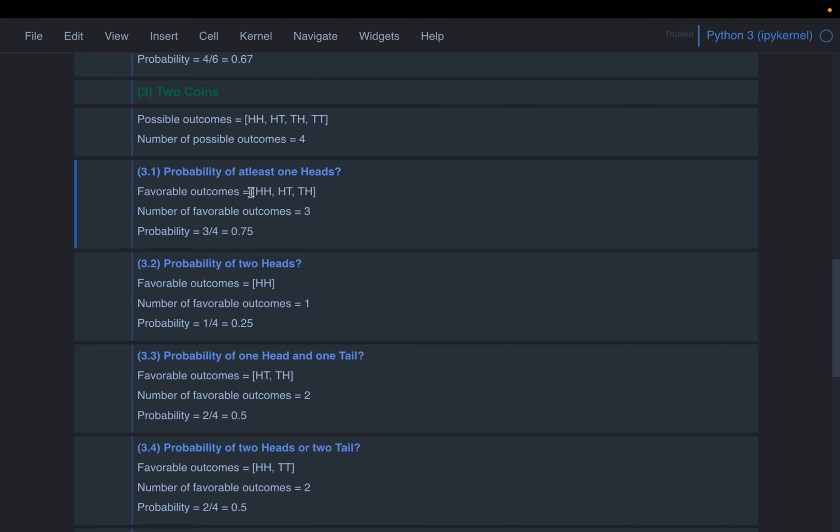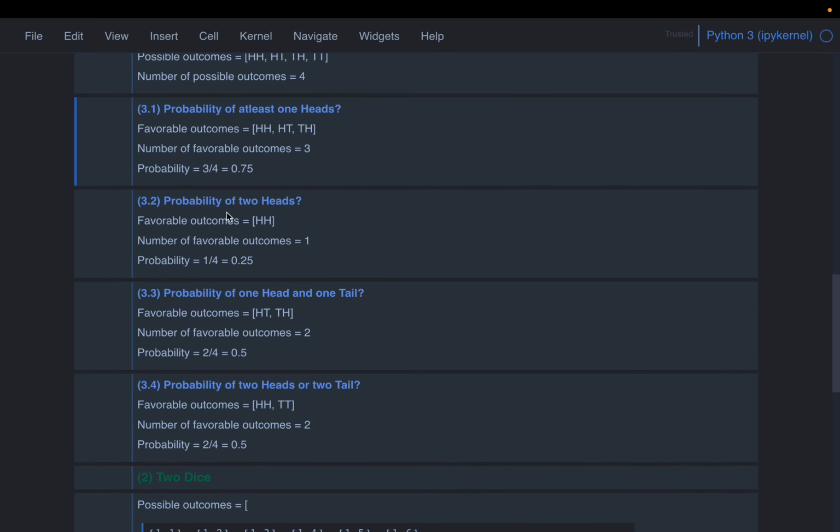Okay, so the favorable outcomes are heads and heads, heads and tails, tails and heads. So the number of favorable outcomes is 3. So the probability is 3/4. Okay, so 75%. That makes sense, right? When we are flipping 2 coins, there is more chance to get at least one heads, right?